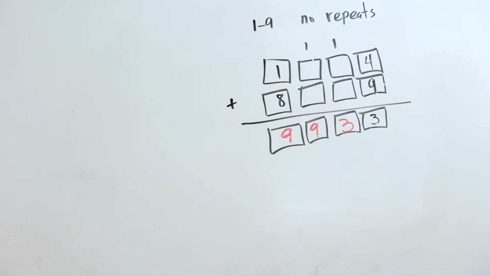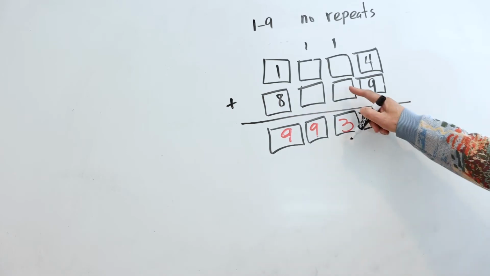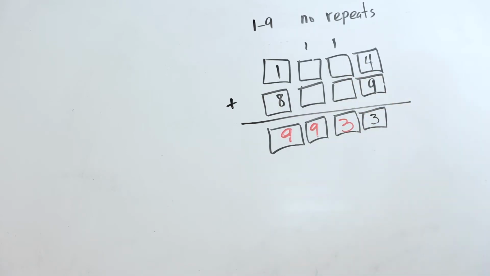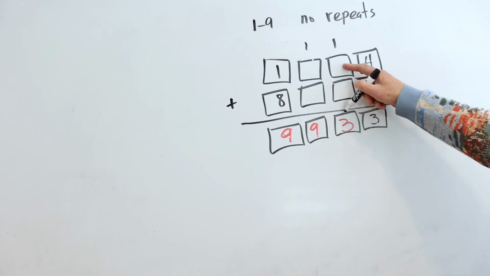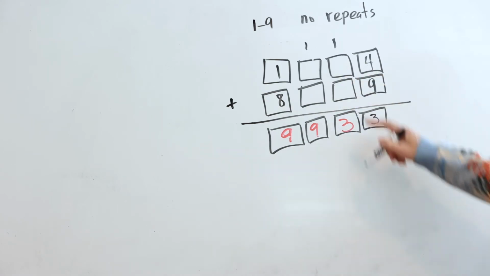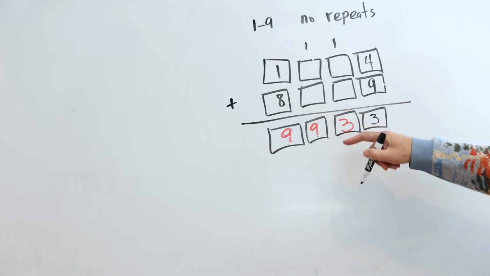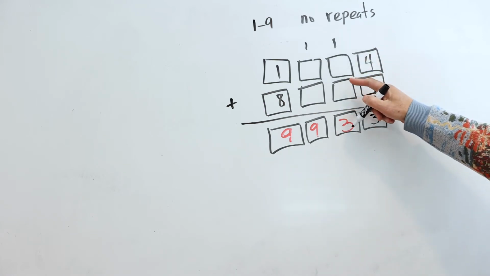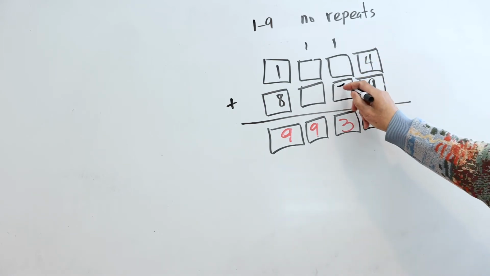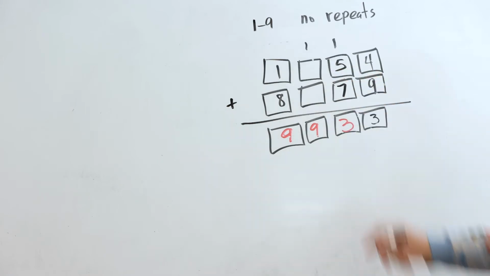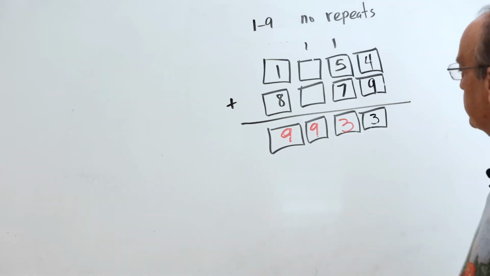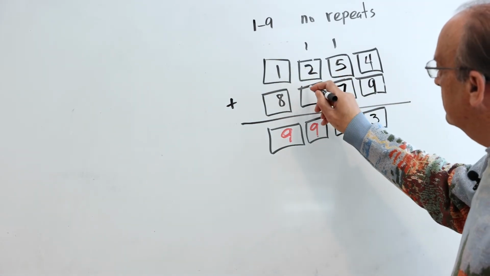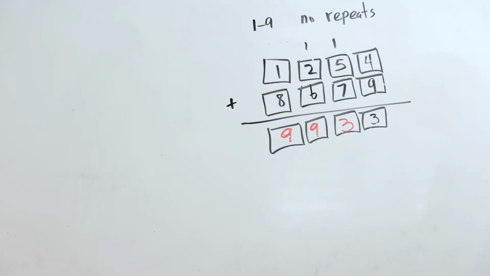So now, these two numbers would have to add up to 12. So I can't go 9 and 3. I can't go 8 and 4. I can go 7 and 5. And then the remaining numbers I haven't used are 2 and 6. So that solves that puzzle.